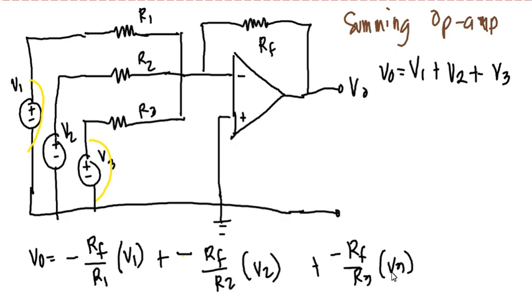So that's it. No matter how many, for example, our value is 3, it will still be added here. So for example, we will have up to RF over Rn multiplied by Vn. Whatever number of values there are here, that's the summing operational amplifier.